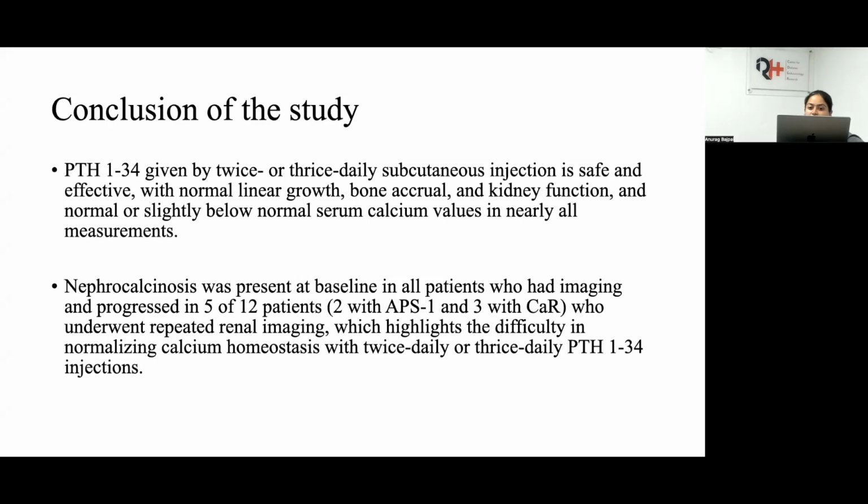a normal linear growth, bone accrual and kidney function, and normal or slightly below normal serum calcium values in nearly all measurements. Nephrocalcinosis was present at baseline. I have already highlighted this part. And it progressed in 5 out of 12 who underwent repeat renal imaging, which highlights the difficulty in normalizing calcium homeostasis with twice or thrice daily injection.